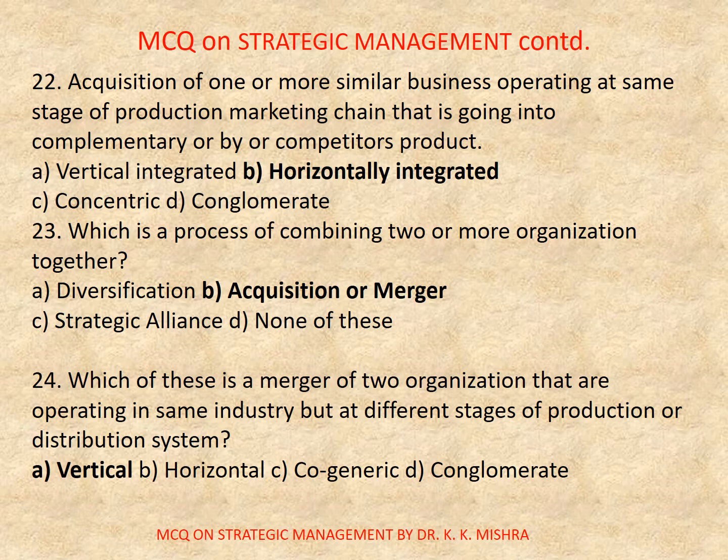23. Which is a process of combining two or more organizations together? A. Diversification. B. Acquisition or merger. C. Strategic alliance. D. None of these. Correct option is B. Acquisition or merger.